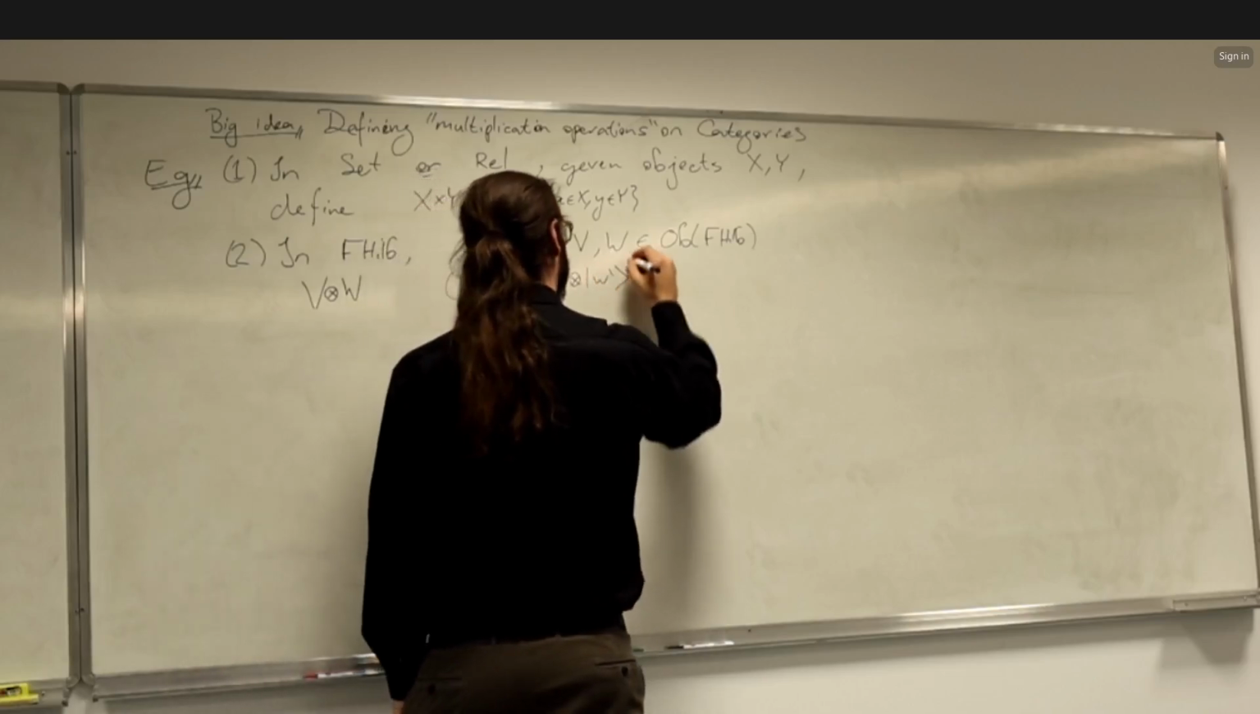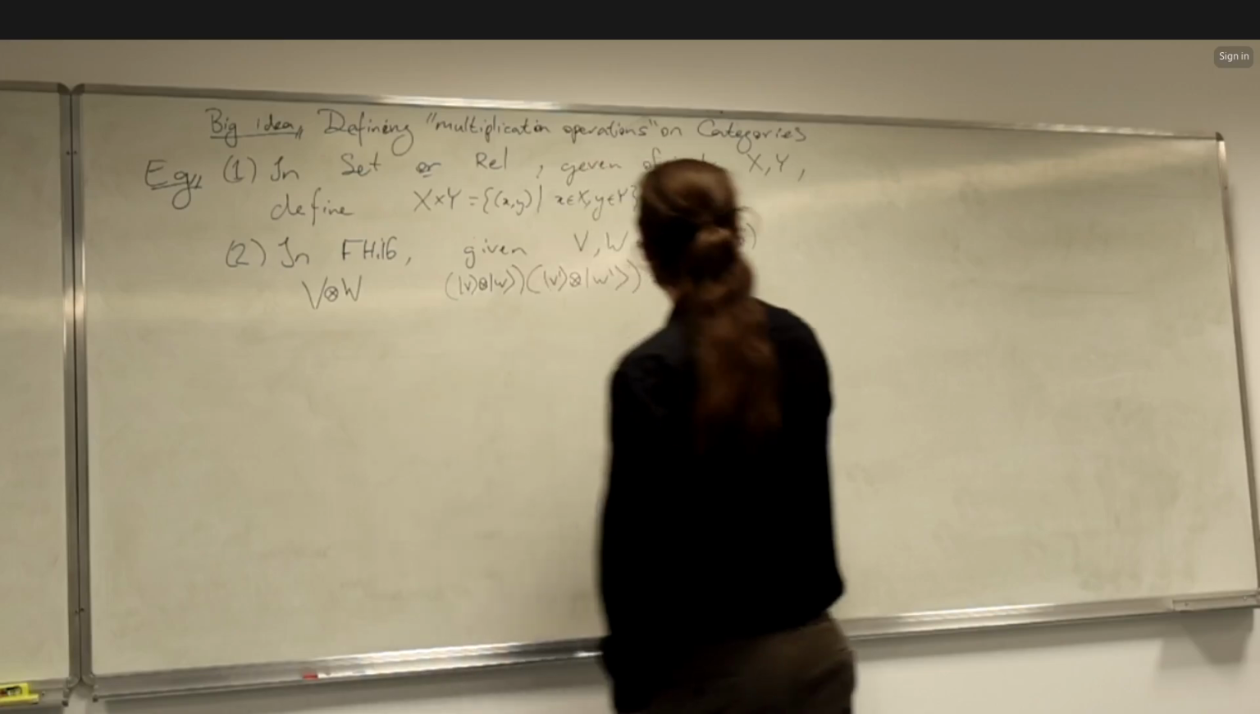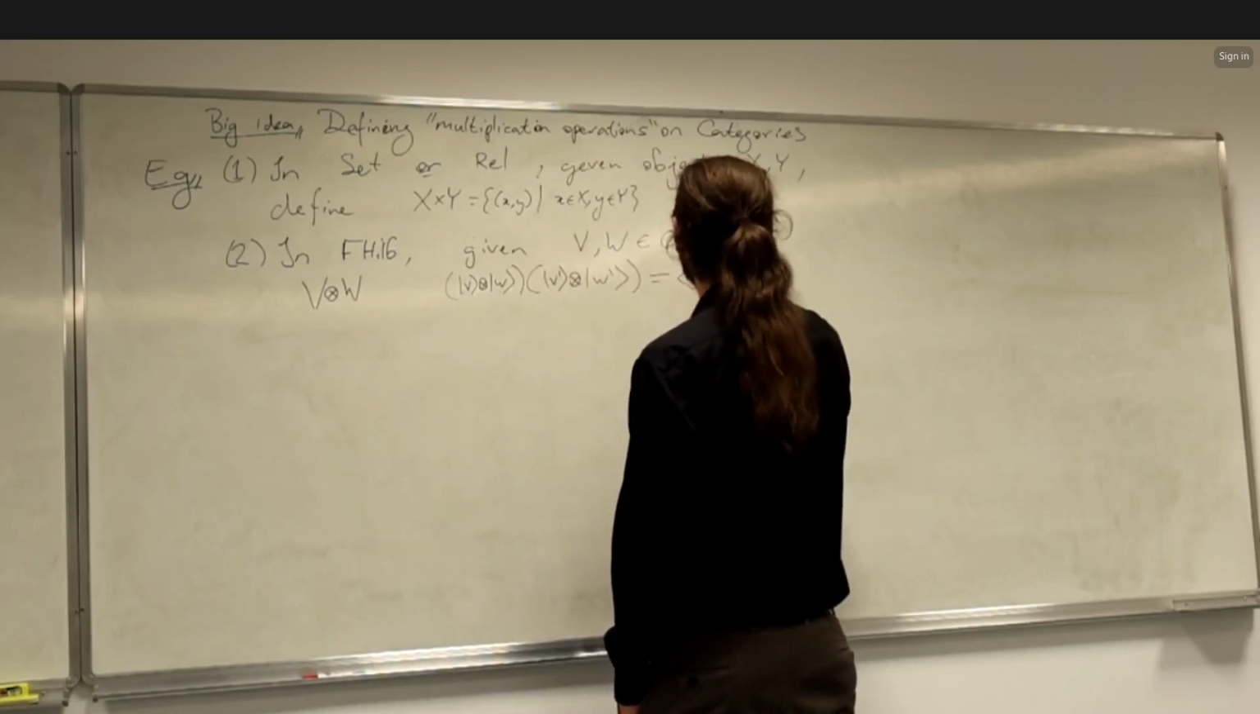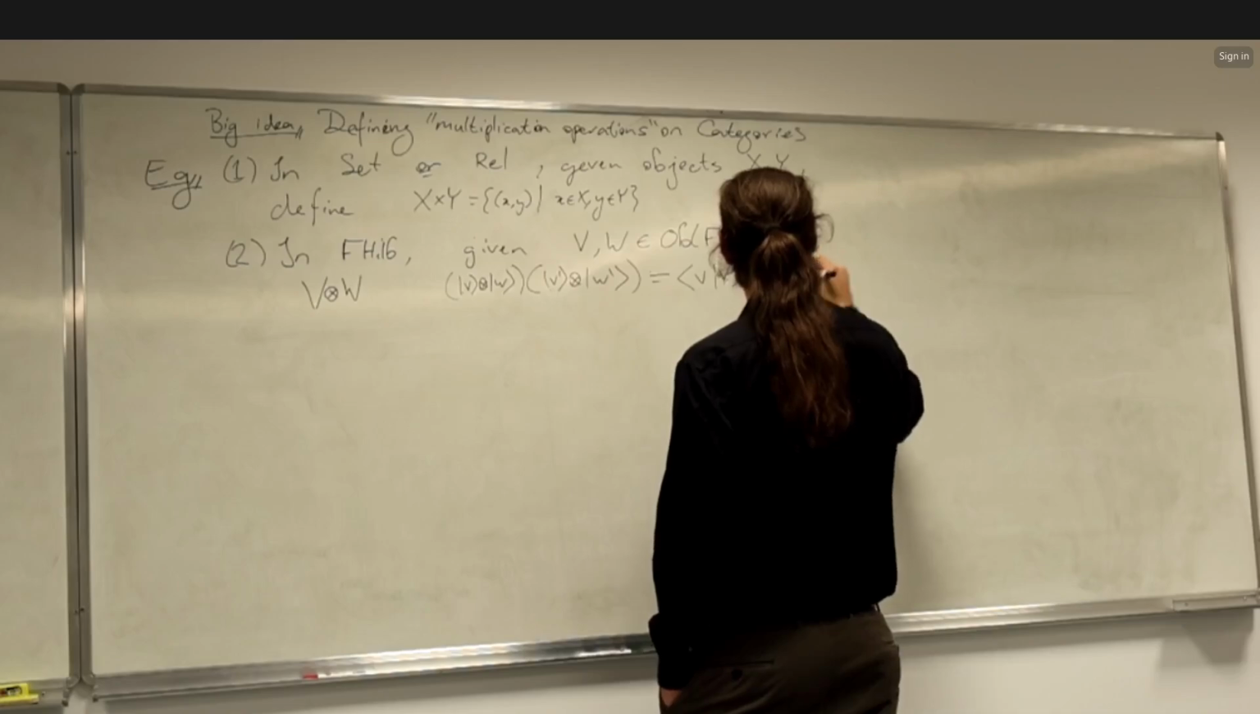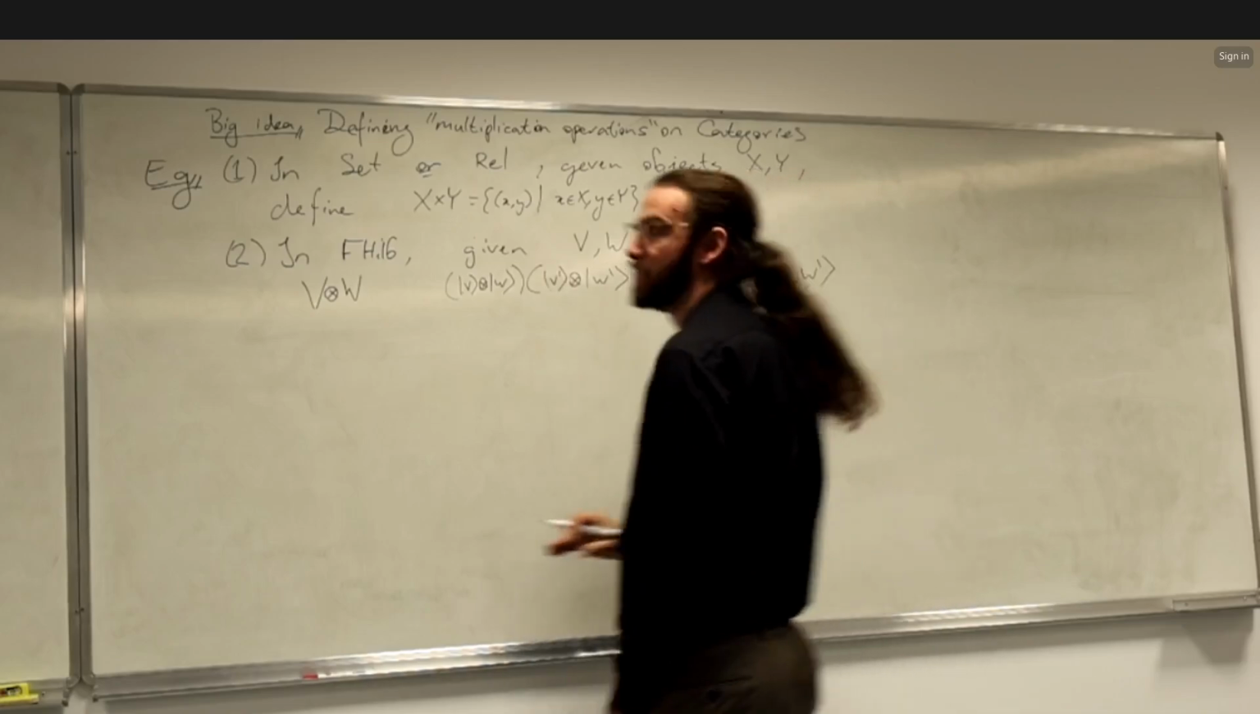So this is really just v prime times w prime. And so this is our Hilbert space structure.